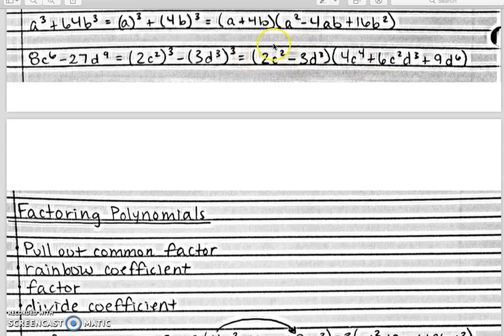So this becomes 2c squared because that's the cube root of my first term, minus 3d cubed because that's the cube root here, times what's left, so we take this and square it, 4c to the 4th. We take this and square it, and that's our third term, so 9d to the 6th. And then our middle term is just this times this with the opposite sign. So 3 times 2 is 6, c squared d cubed, and it's plus.